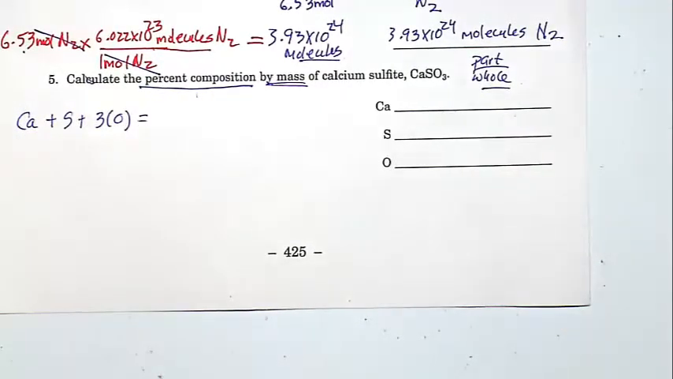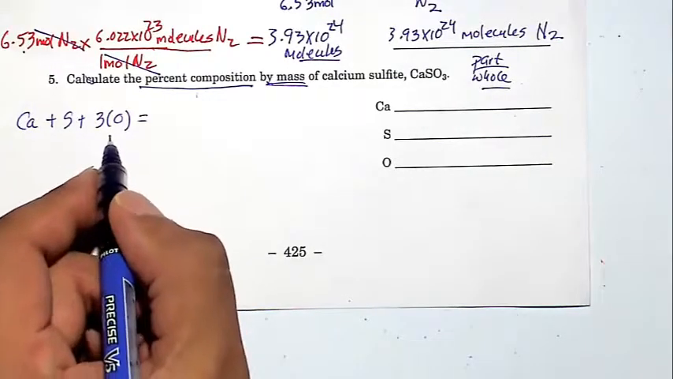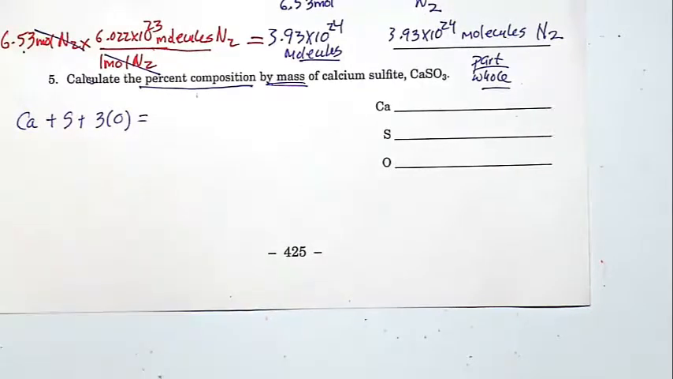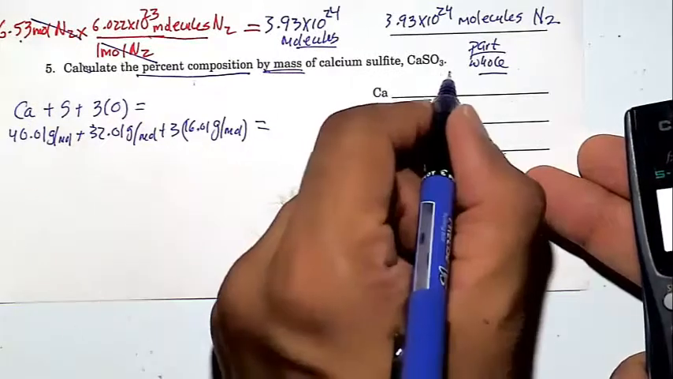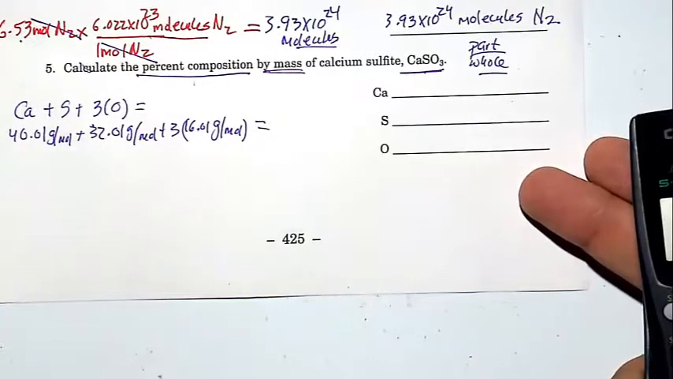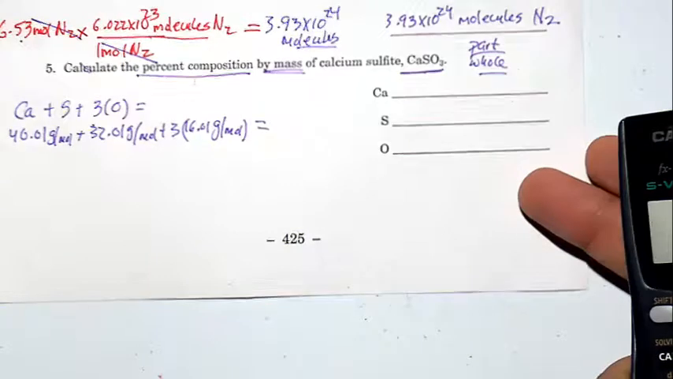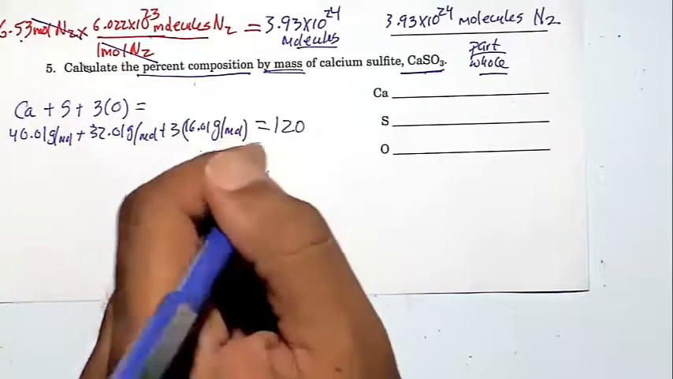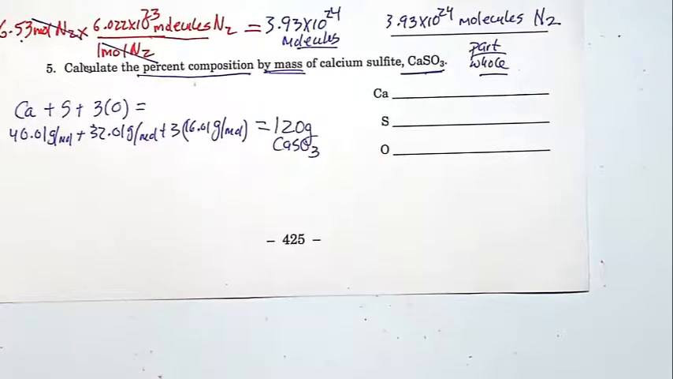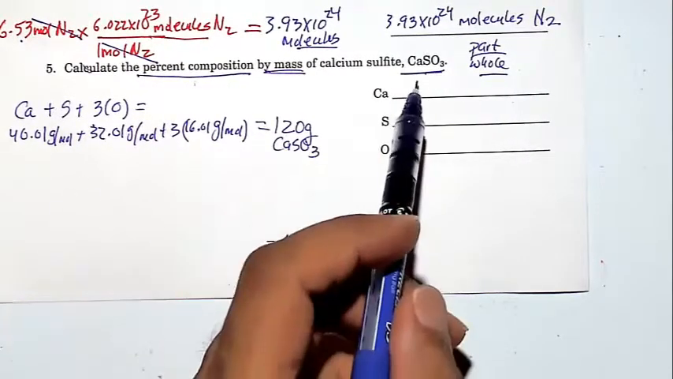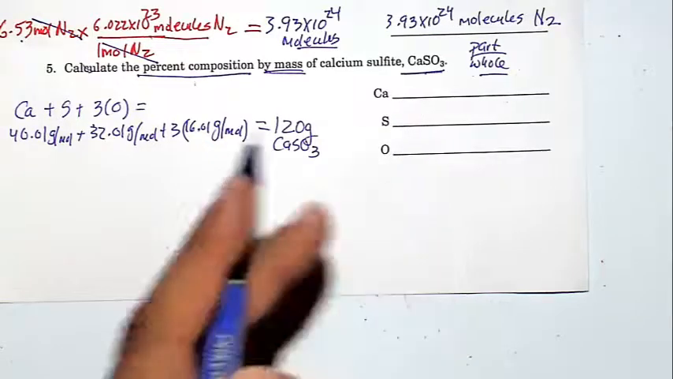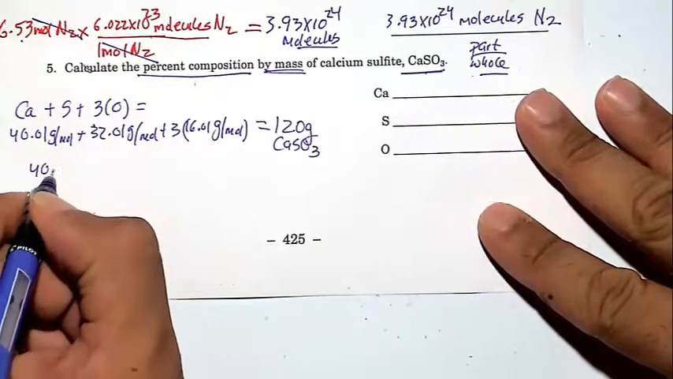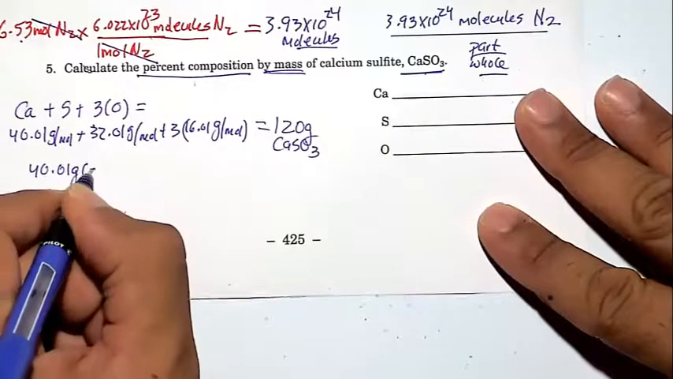Calcium is about 40 from the periodic table. Sulfur is 32 from the periodic table. Oxygen is 16 from the periodic table. So if I get the total weight of calcium sulfite, doing that summation, I get 120 grams of calcium sulfite. Now out of that 120 grams, how much of it is calcium? I have 40.01 grams of calcium.